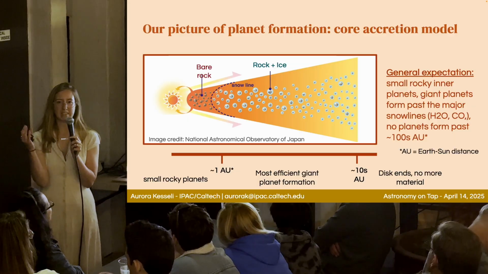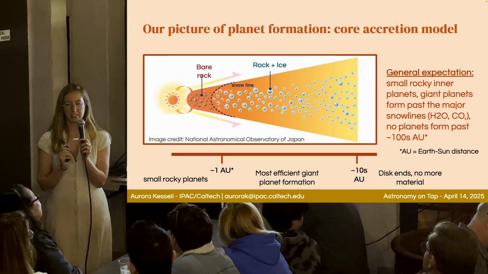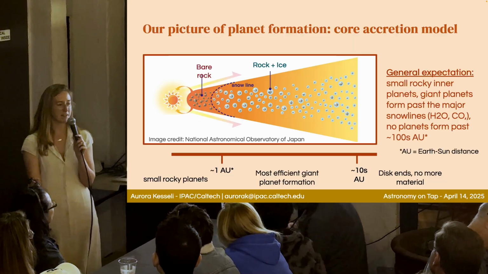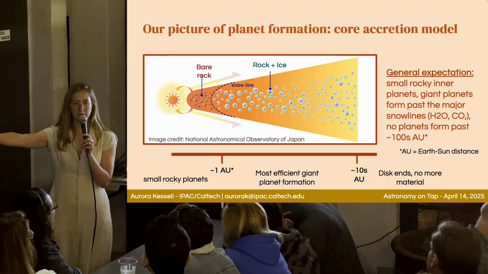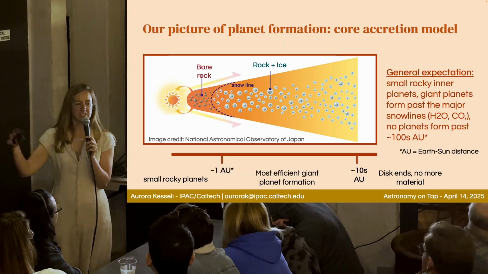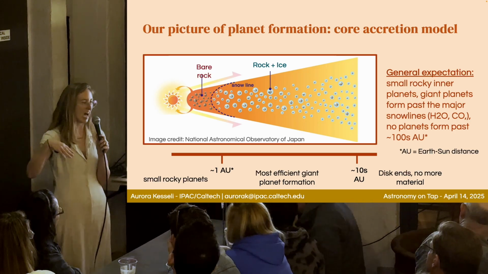Ices are also a little bit stickier than rocks, and so they also stick to each other a bit more efficiently. And so that's kind of why we thought that our giant planets are farther away, beyond some of these ice lines, and they can more efficiently build up enough material to then start accreting that gas.